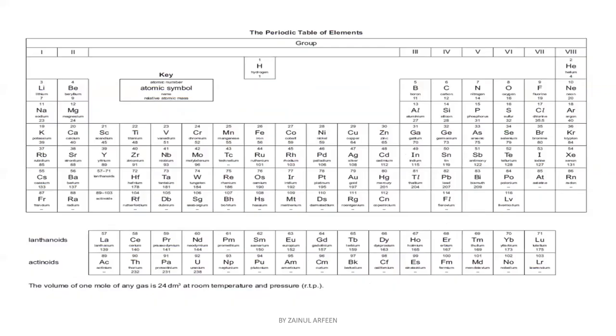When you check the periodic table, the magnesium atom has 12 electrons, so what should be the structure of the magnesium atom? 2, 8 and 2. And for chlorine, it is 17, so what should be the structure? It will be 2, 8 and 7.